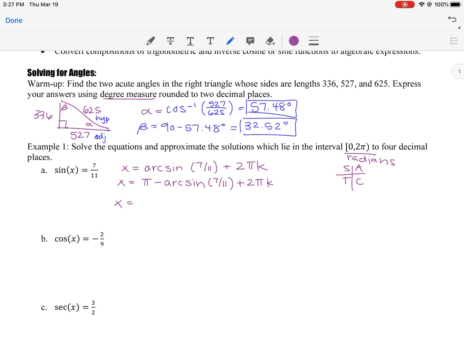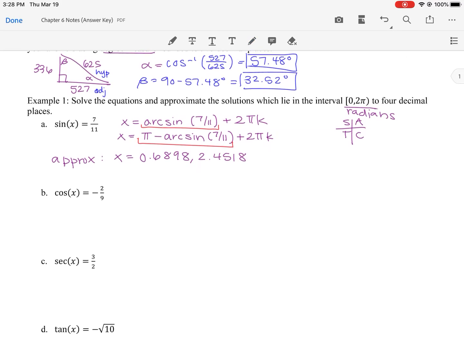Okay, if we want the approximate decimals, then we're going to type in arc sine, or inverse sine of 7/11 in our calculator, and we get out 0.6898. Then for the second part, you do pi minus that answer as your second approximate answer, and we get 2.4518 as our approximate values. And remember, in all these cases, you should have 2 different approximate values.